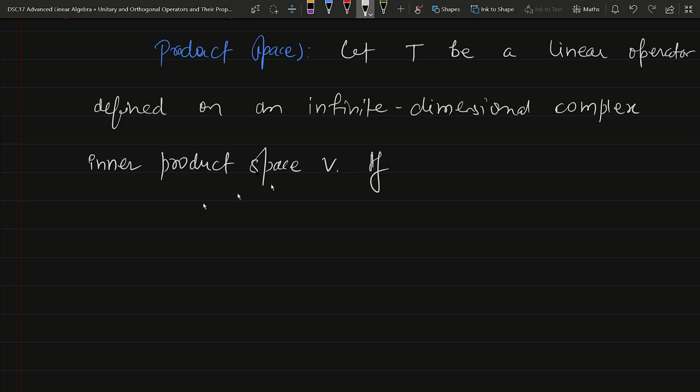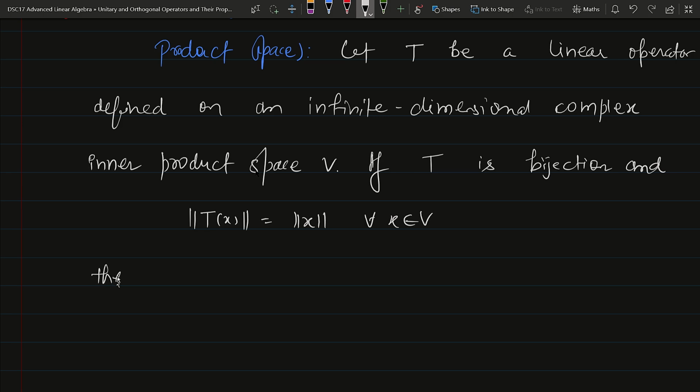if T is bijection and the norm of T image of every element same as the norm of that element for all x belongs to V, then T is said to be unitary operator.